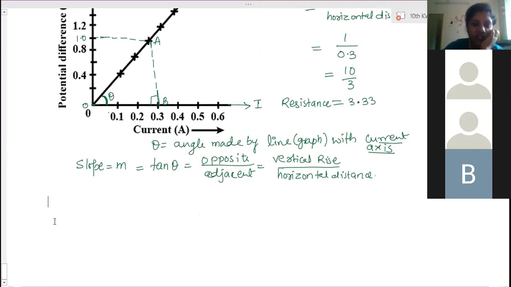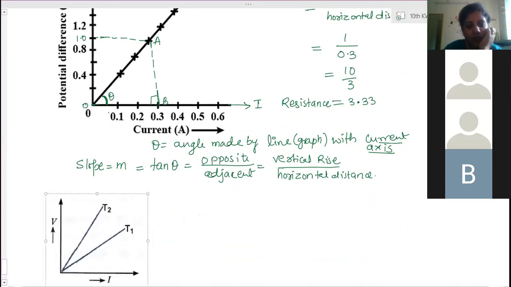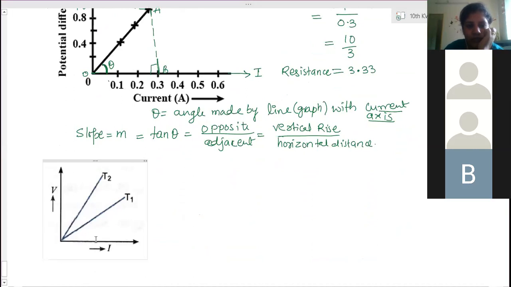Now here is one more question based on this part. If a graph is given of two wires or two different temperatures, we have to check which wire will provide more resistance. This is the VI graph of two different wires, two different resistors, plotted on the same graph. By seeing this, you have to tell which one will provide more resistance.